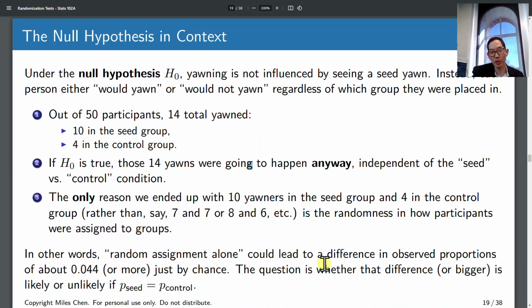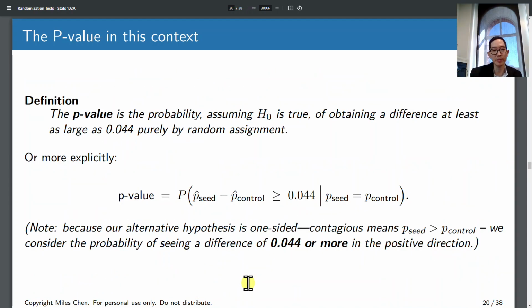And the question is whether that difference is likely or unlikely to happen if the null hypothesis were true, if the true probability of yawning is the same for seed and control groups. Okay, so what we're going to do is try to calculate the p-value, and the p-value is going to be the probability that, assuming the null hypothesis is true, of obtaining a difference at least as large as 0.044 purely by random assignment.